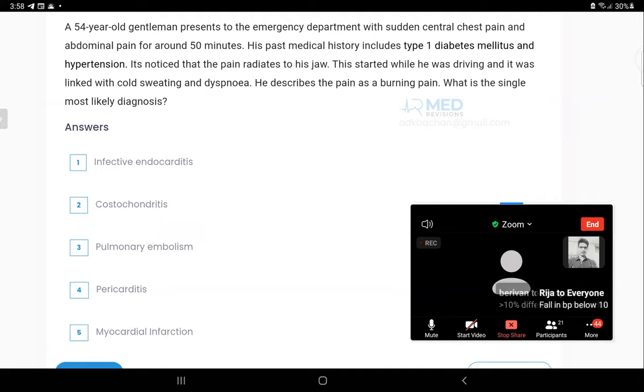All right, this one says, what's the single most likely diagnosis? This started while he was driving. It was linked with cold sweats and dyspnea. He describes a burning pain. A 54-year-old in the emergency department with sudden central chest pain for 15 minutes. His past medical history includes diabetes and hypertension. The pain radiates to the jaw. What's the diagnosis? Answer as quickly as you can, because this is a very simple question. This is something that we know forever. We already know the answer. What's the answer here?